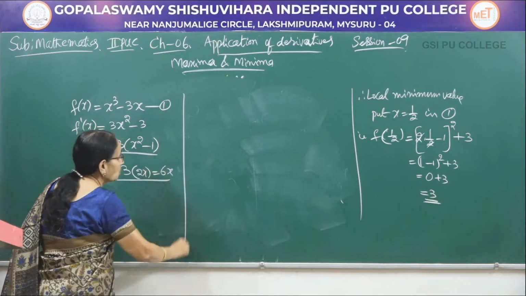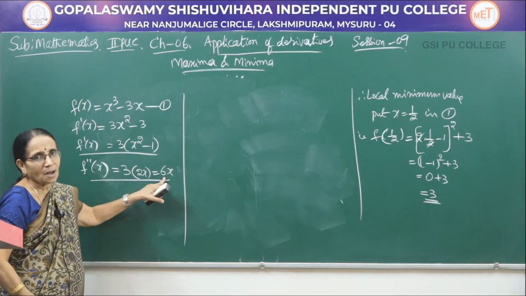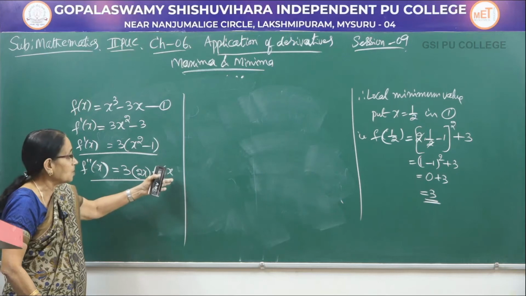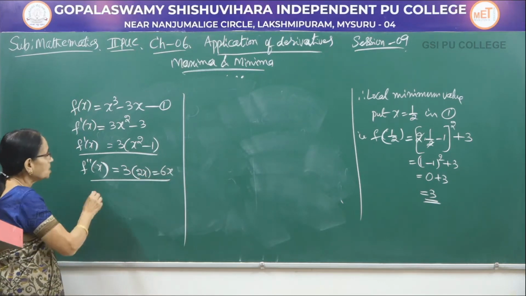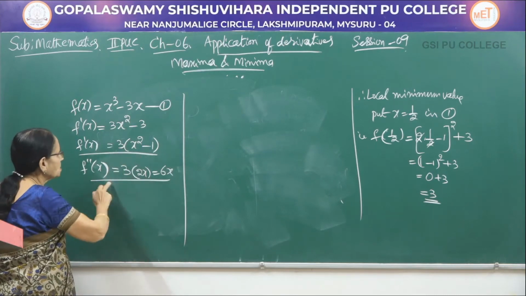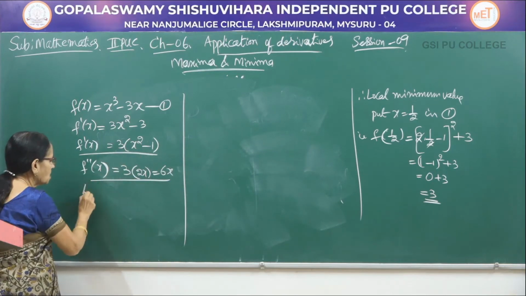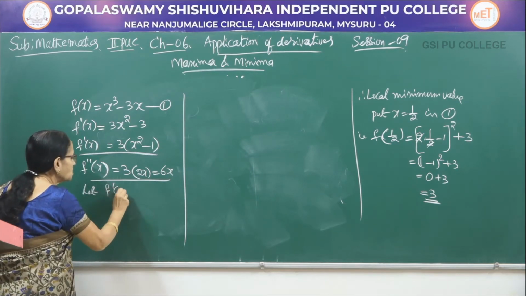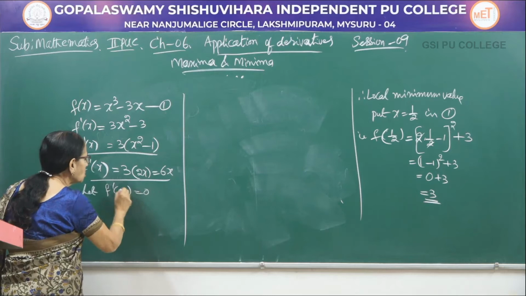See, in the previous problem, we got directly a constant. So we could come to the conclusion it is attaining a minimum value. It is not possible here. So what I have to do? First take the function as 1, differentiate once, differentiate 2 times. Next, let us calculate the critical point. Let f dash x be equal to 0.